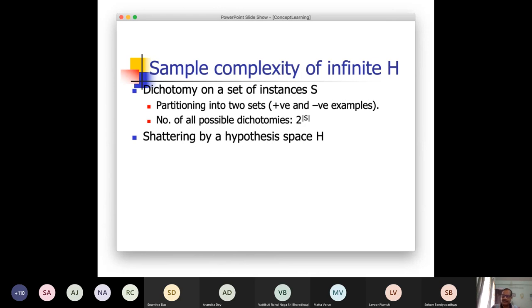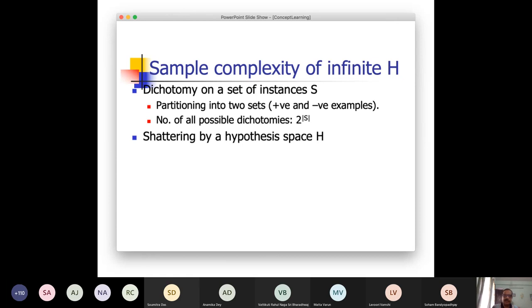Shattering means shattering by a hypothesis. That means if there is a hypothesis which can make the correct predictions on these dichotomies, which can satisfy the labels of a particular dichotomy, then that hypothesis shatters that dichotomy.